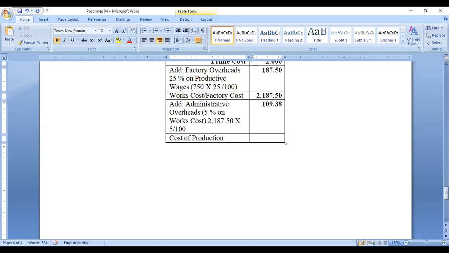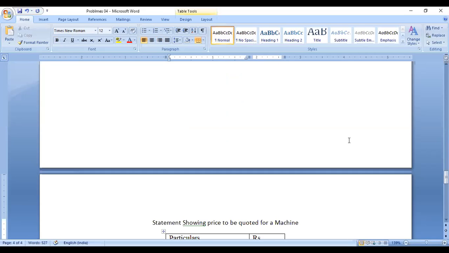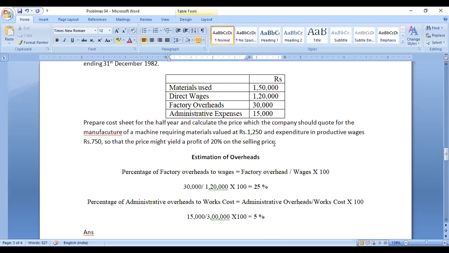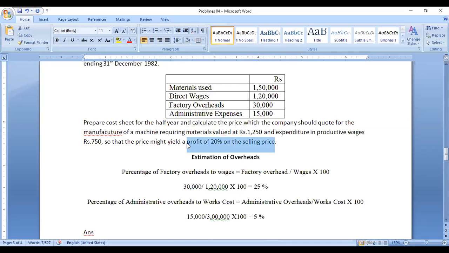Okay, so this amount is added to get the cost of production. Cost of production is work cost plus administrative overheads. If you add the two values, it is 2,296.88. So this is the cost of production. Now at the end, no selling and distribution overhead is given. Then we can directly go for the calculation of the profit. For the profit calculation, they have given 20% on the selling price.